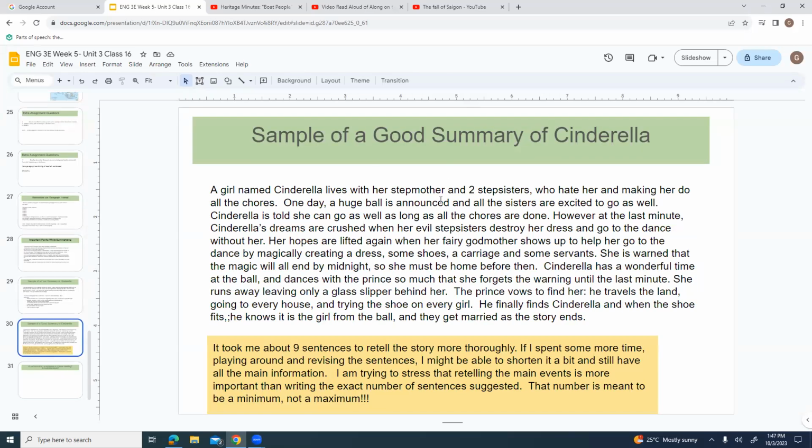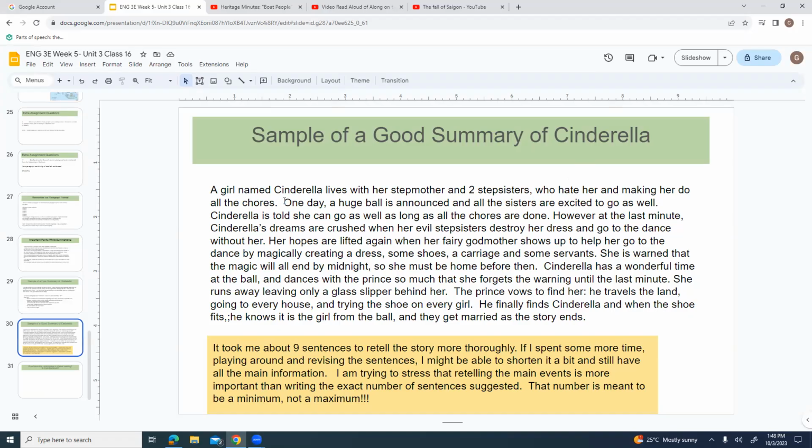What makes this a better retelling? Well, first of all, right at the beginning, I've told you who's in the story: Cinderella, stepmother, two stepsisters, and kind of told you the main big problem. They hate her and they're making her do all the chores, right? That's why she's called Cinderella, because she's always by the fire where the cinders are, right?